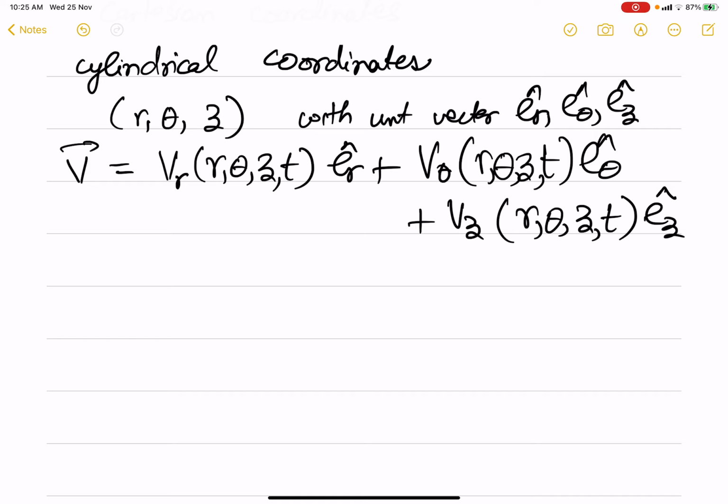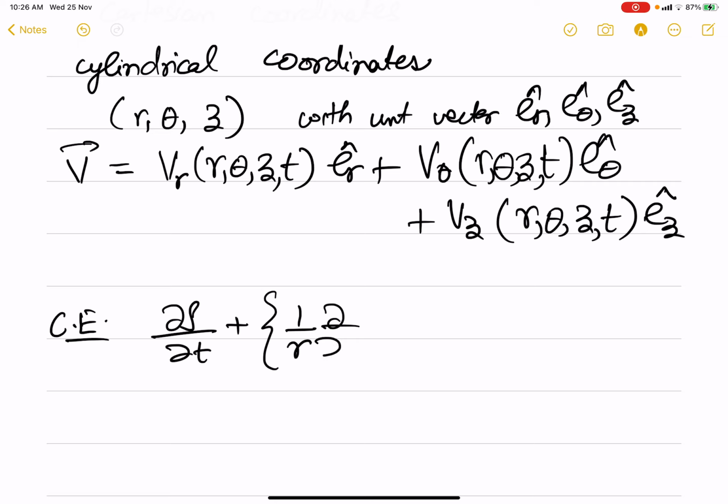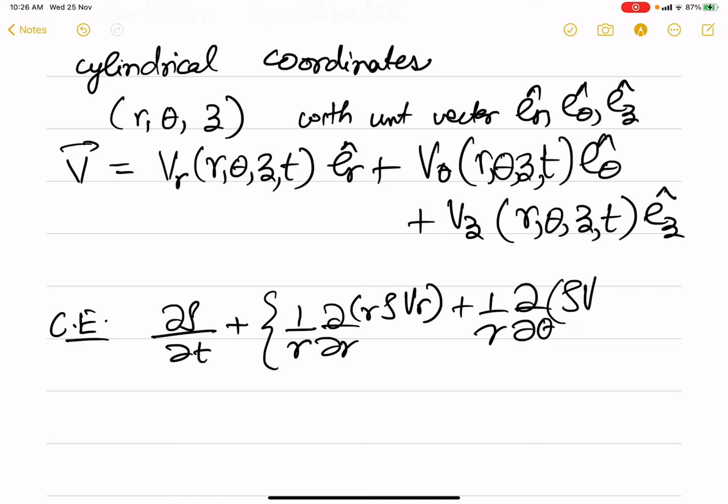So firstly, when we look at the continuity equation in cylindrical coordinates, it takes the form: partial rho by partial t plus 1 over r d by dr of r rho Vr, plus 1 over r d by d theta of rho times V theta, plus d by dz of rho Vz, is equal to 0.